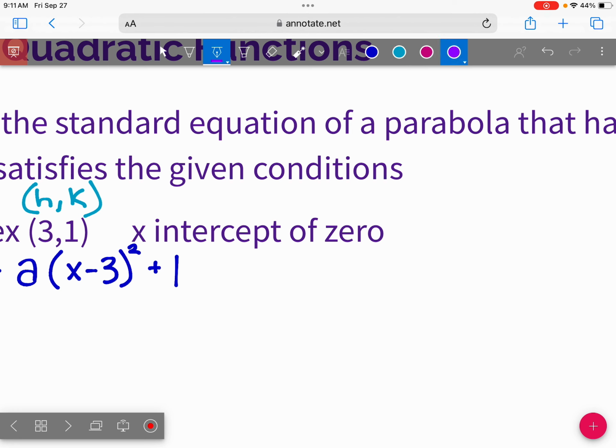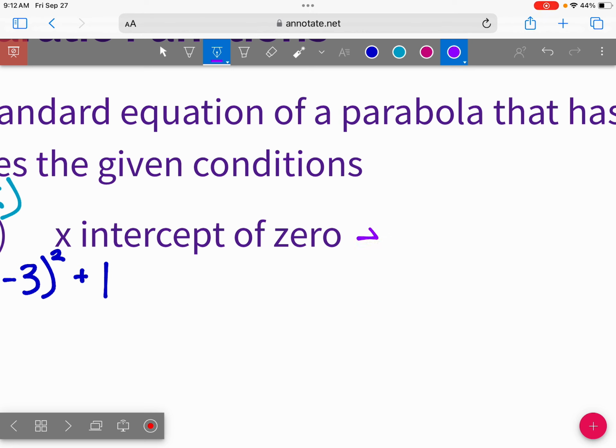More specific, what will we plug in? 0 for x. Will that help me figure out what a is? What is the ordered pair for an x-intercept at 0? 0, comma, 0.